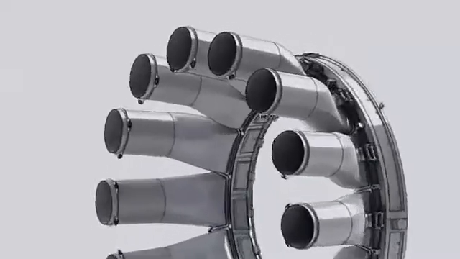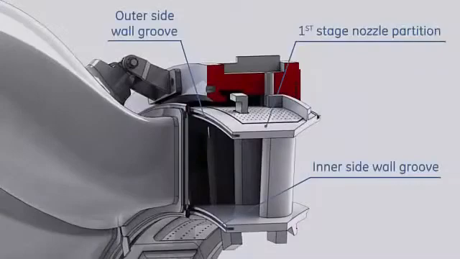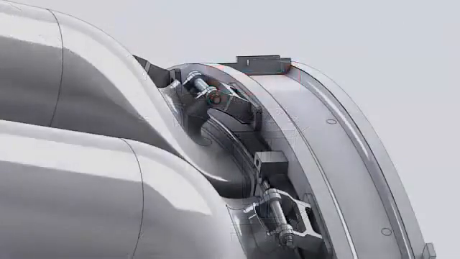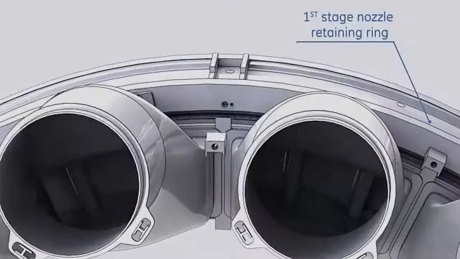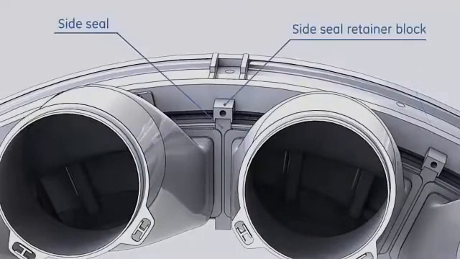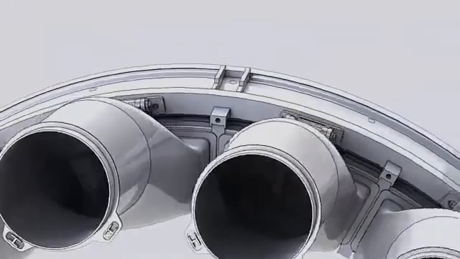These seals are inserted into grooves on the first stage nozzle to minimize compressor discharge air leakage into the hot gas path. The sides of the transition pieces are sealed by side seals. Side seals are held in position by side seal retainer blocks. These blocks are mounted on the first stage nozzle retainer ring.